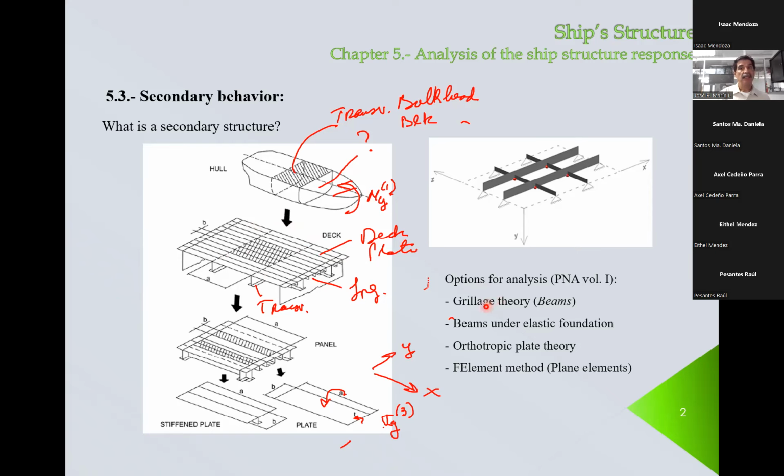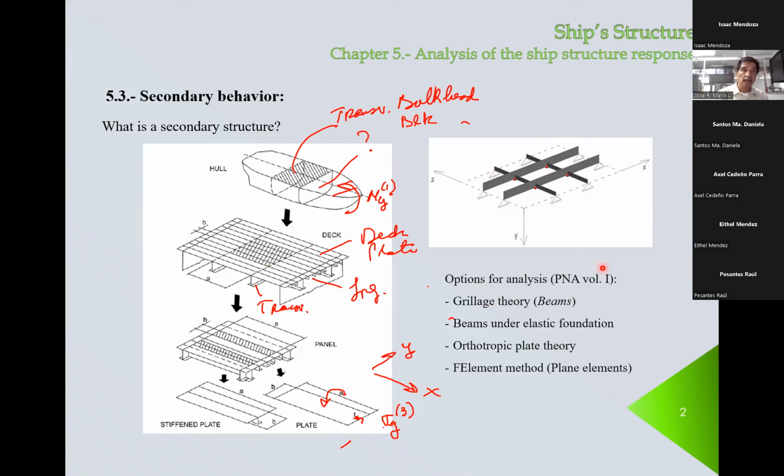Okay, one is the grillage theory, which is the one that we're going to be mostly using. So we take this, transform it into a group of beams, and to calculate the inertia of each one of these beams, we include the effective breadth of the plate. Remember that this problem is different than this one, so the effectiveness of the plates in one and in the other direction could be different, okay? So that's the first thing that we have to do.